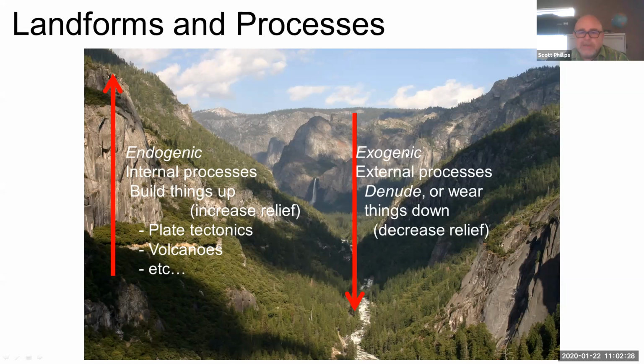And at the same time, we also have exogenic processes, or external processes, a simpler term. And these do something called denude, or they wear down the landscape. They decrease relief. Like, for example, erosion washes away rock and flattens it out.